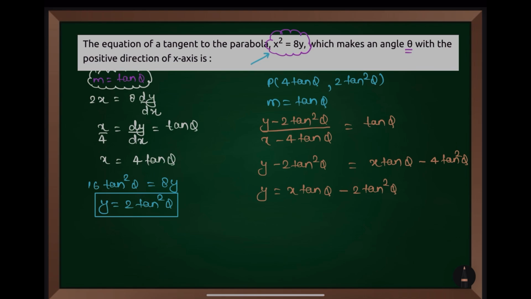Now look at this. In the options they have given it in a different way, means in terms of tan and cot they have given. So what I am trying to do, I will divide both sides by tan theta. So it is y cot theta is equal to x minus 2 tan theta. So can I write x equals y cot theta plus 2 tan theta? So in option they have given this kind of situation.